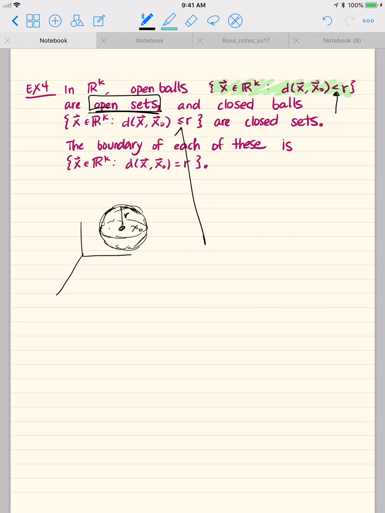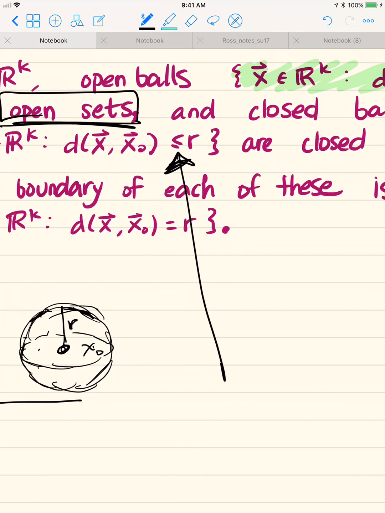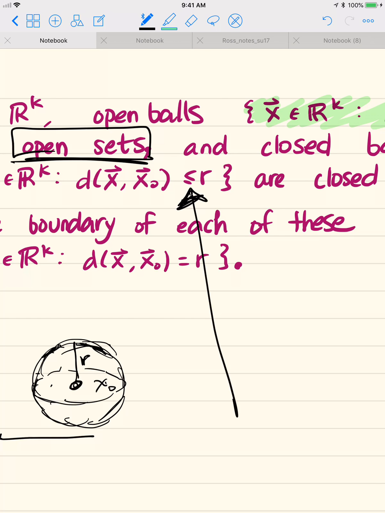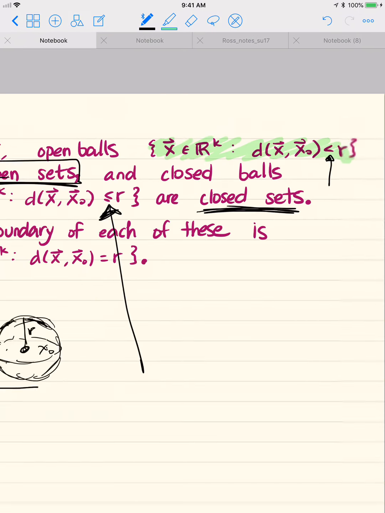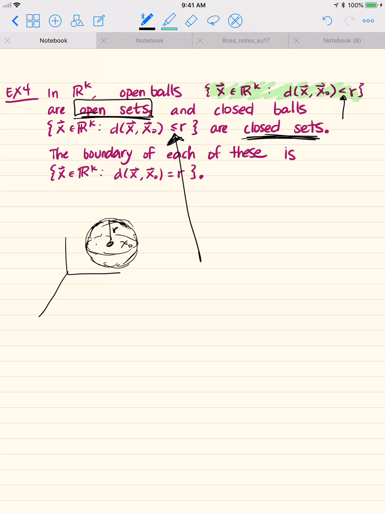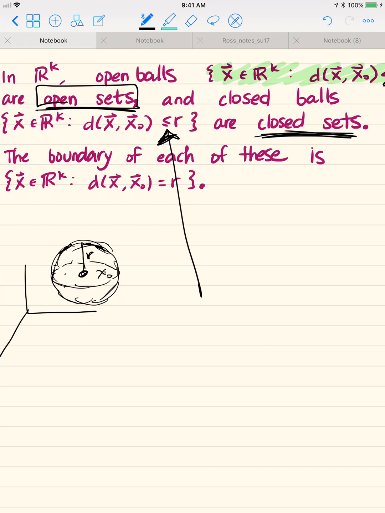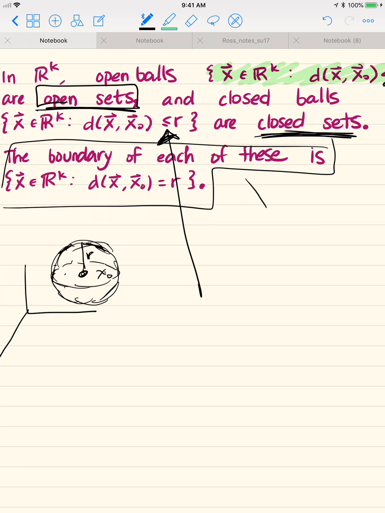If you do include the boundary points, so you're saying less than or equal to r, then we're looking at a closed set. And then lastly, the boundary of each of the open ball and the closed ball is the shell, if you will. So the shell is the set of points where the distance is exactly equal to r.